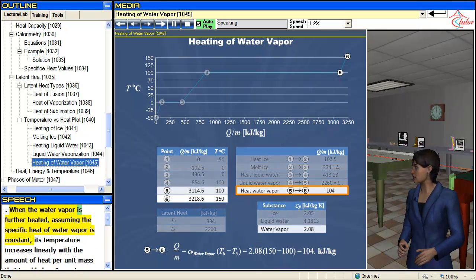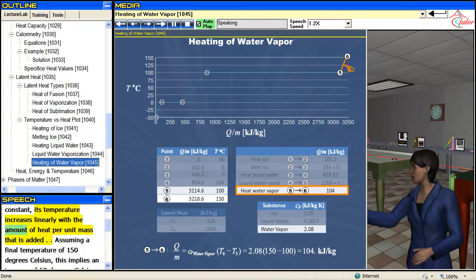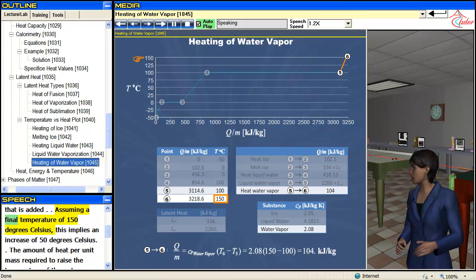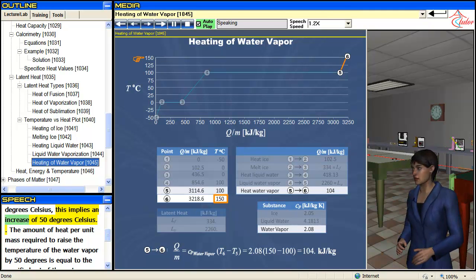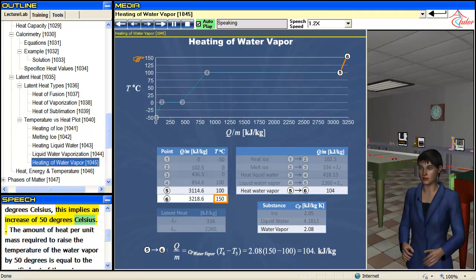When the water vapor is further heated, assuming the specific heat of water vapor is constant, its temperature increases linearly with the amount of heat per unit mass that is added. Assuming the final temperature of 150 degrees Celsius, this implies an increase of 50 degrees Celsius.